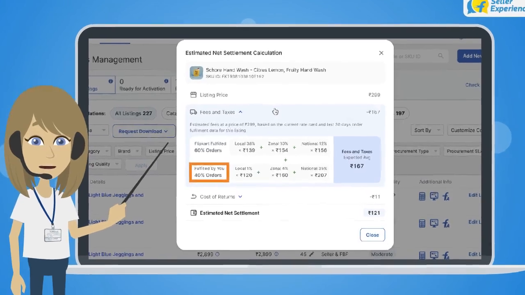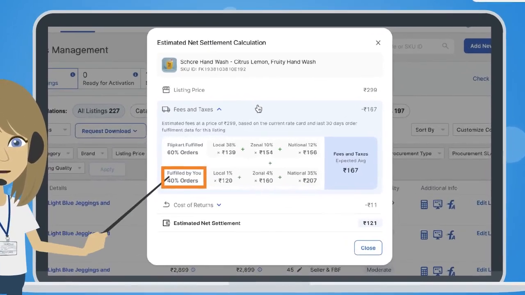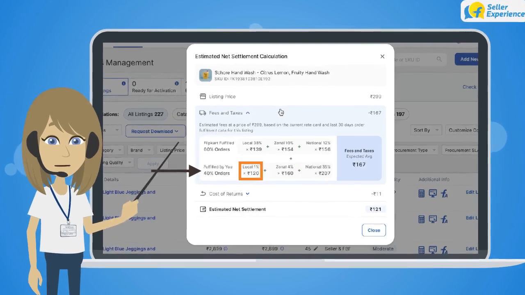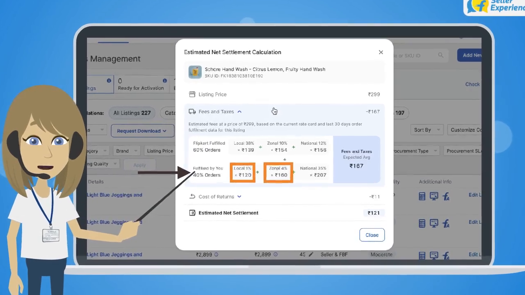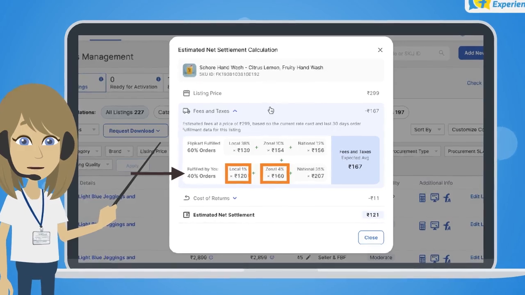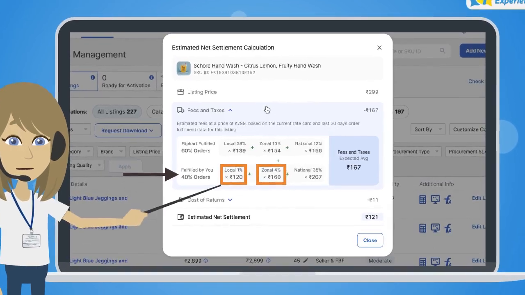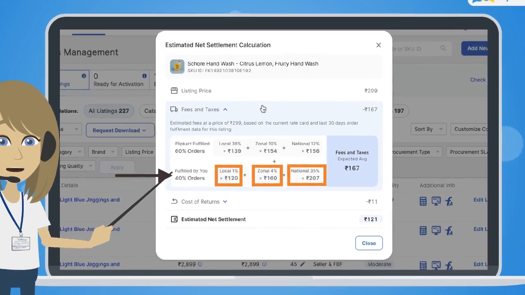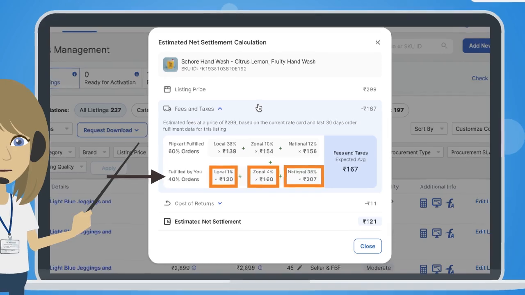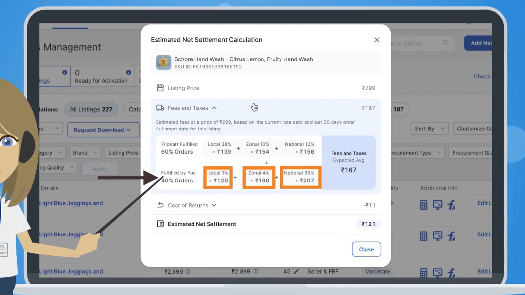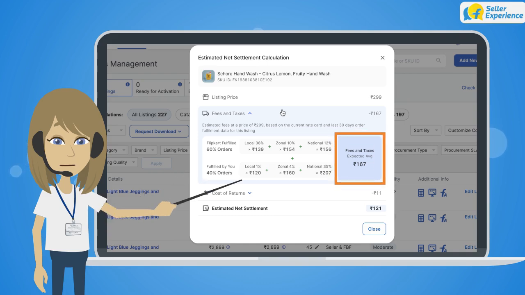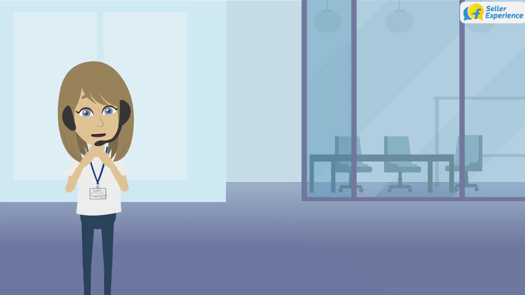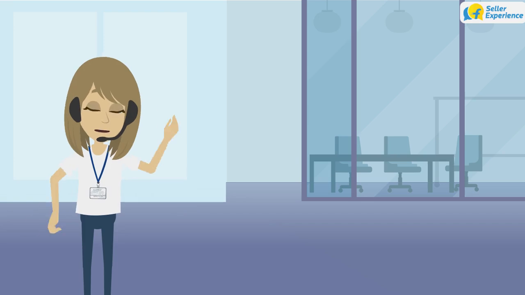For NFBF or fulfilled by you orders, the calculation is 1% NFBF local orders multiplied by Rs 120 fees and taxes plus 4% NFBF zonal orders multiplied by Rs 160 fees and taxes plus 35% NFBF national orders multiplied by Rs 207 fees and taxes. This is how Rs 167, the expected average fees and taxes are computed. Now, we hope you have understood the fees and taxes calculation.